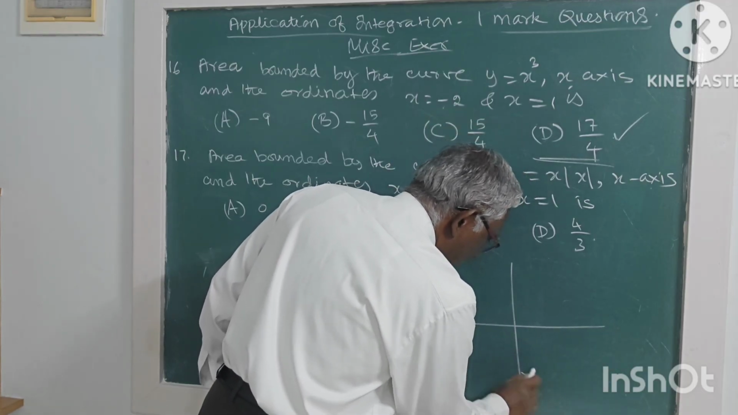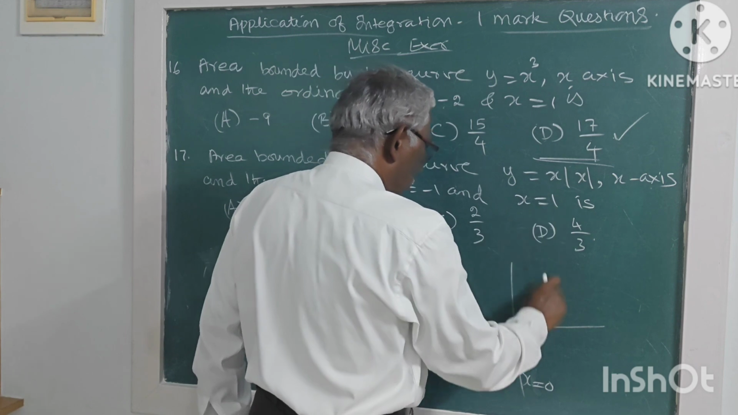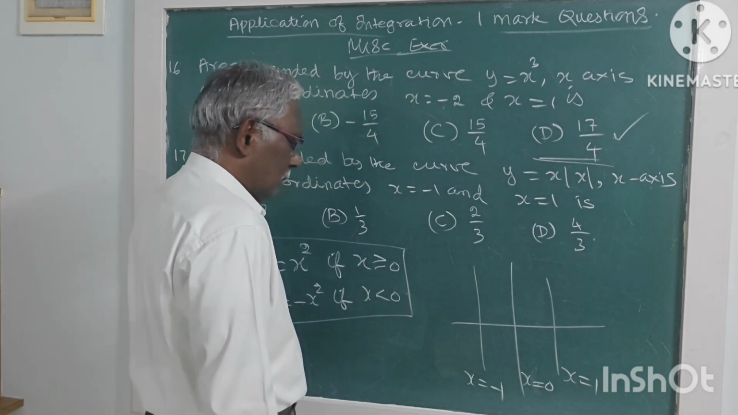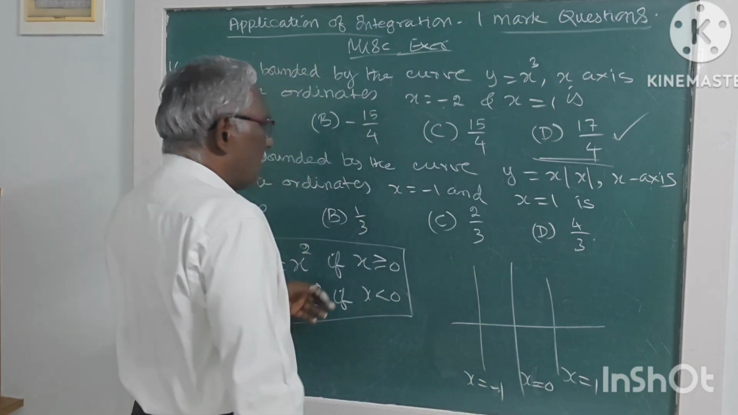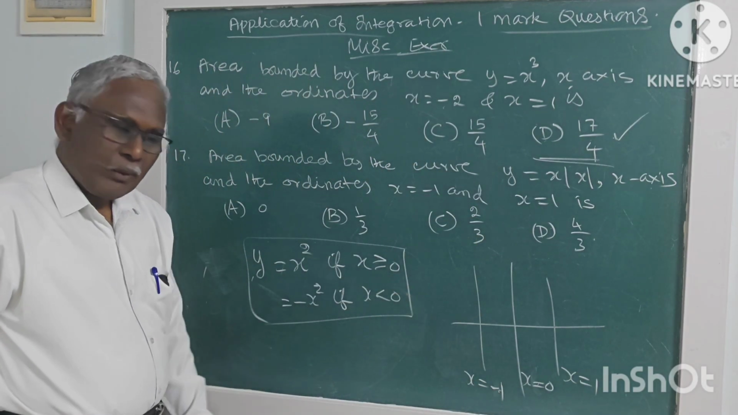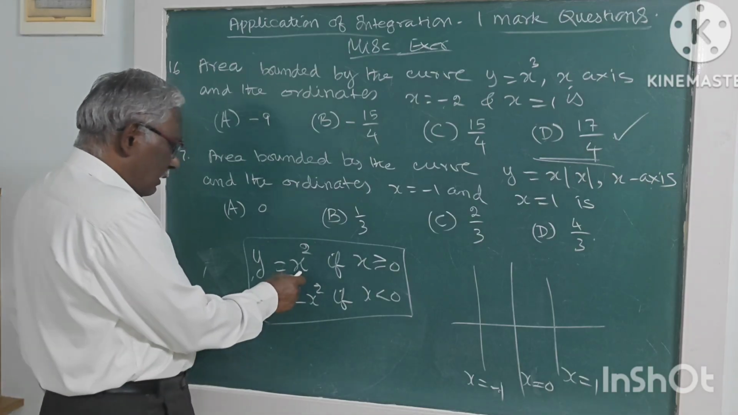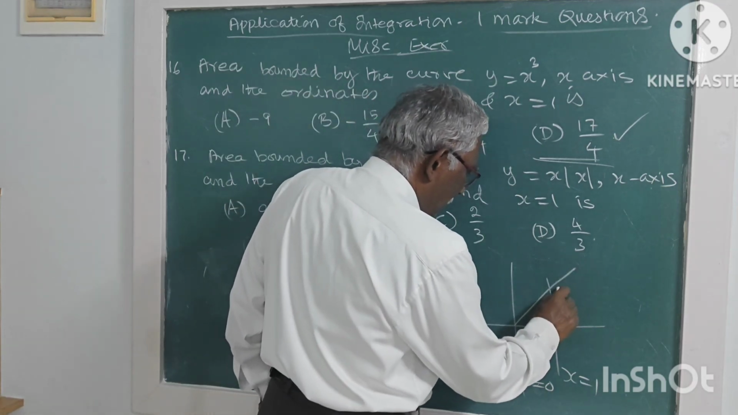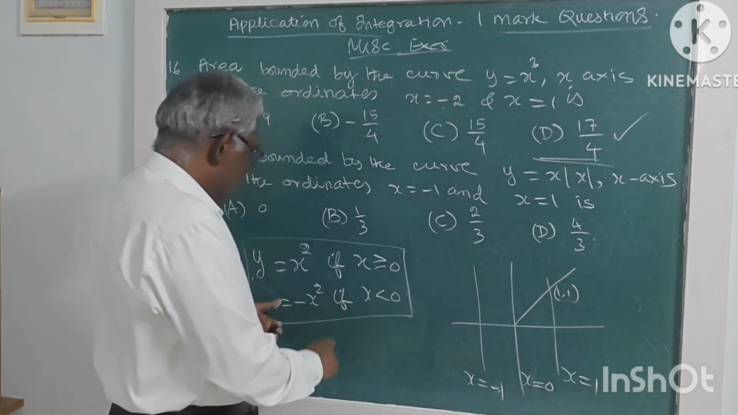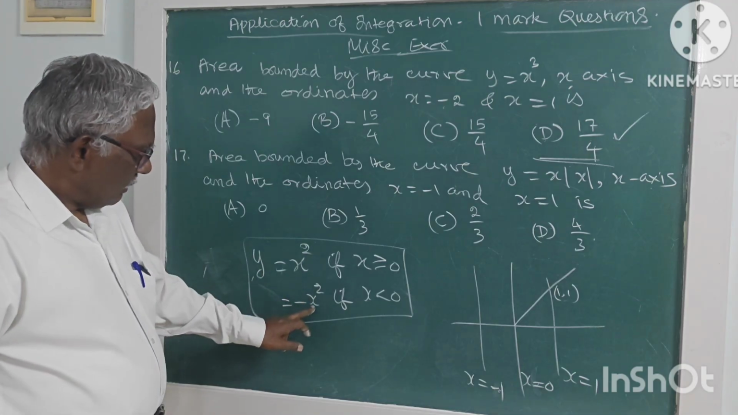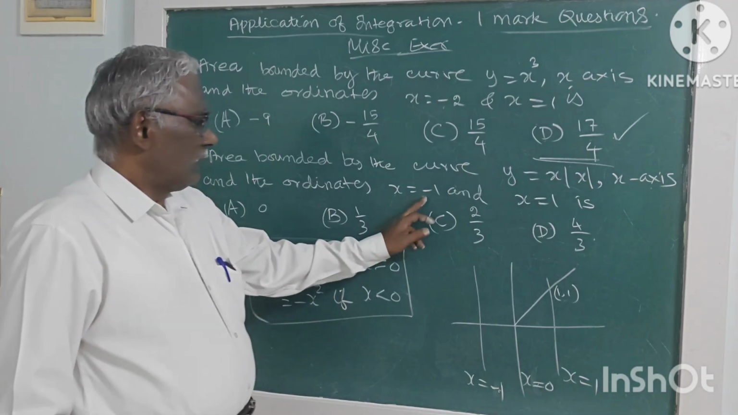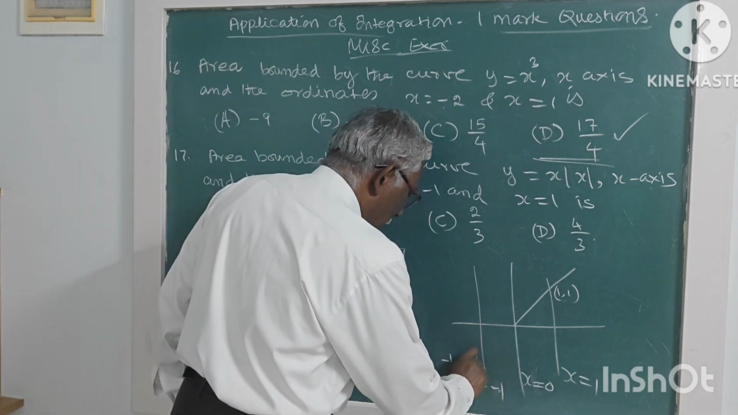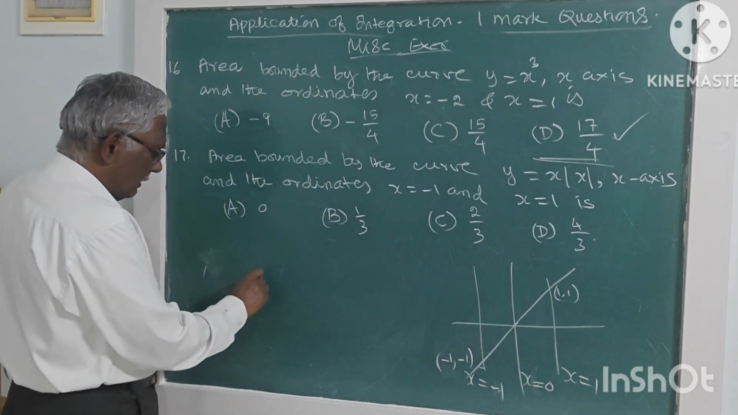x-axis, y-axis, x is equal to 0, x is equal to plus 1, x is equal to minus 1, and the equation is, if it is positive, y is x square. You put x is 0, y is 0, x is 1, y is also 1. So this point is 1 comma 1. In this, you put x is 0, y is 0, x is minus 1, so what we will get? Minus 1 comma minus 1. For this portion we have to take the modulus.